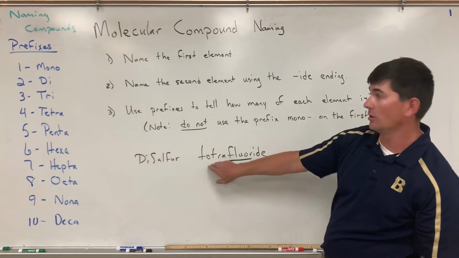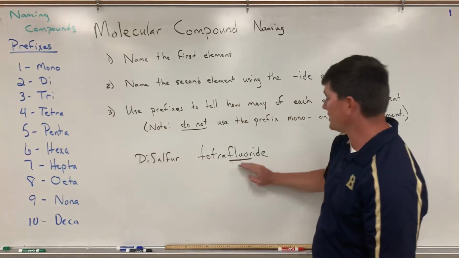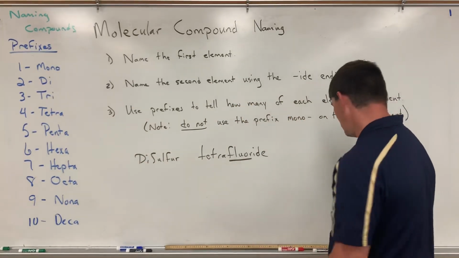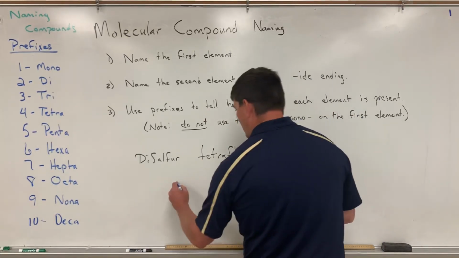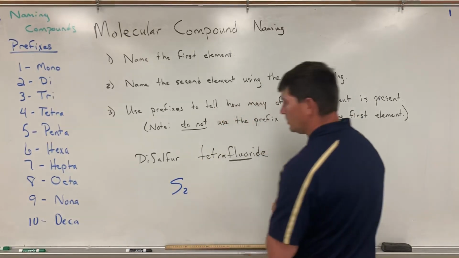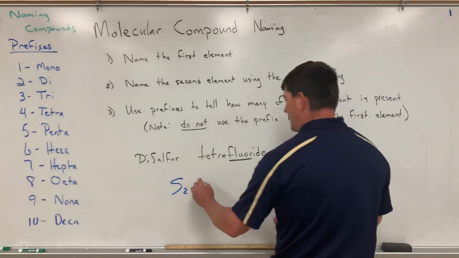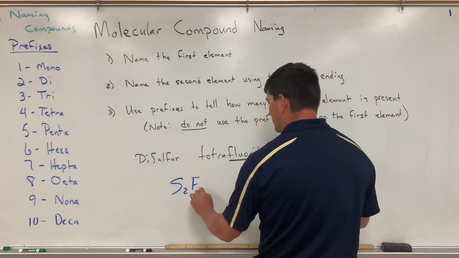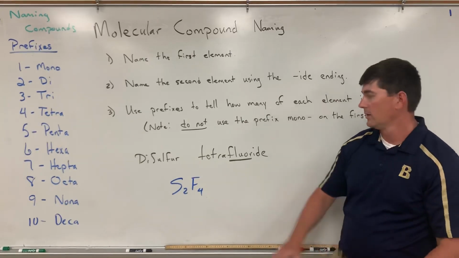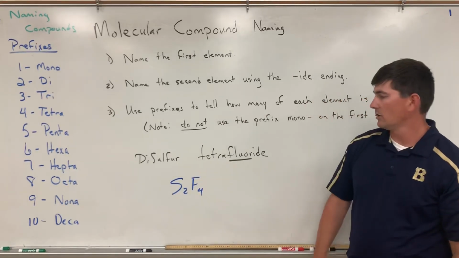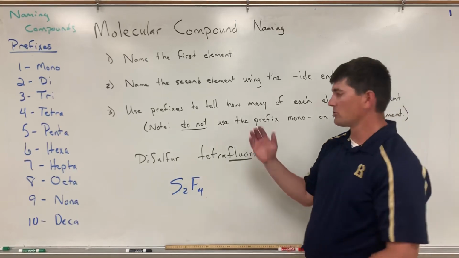Once again, tetra would be 4 of these fluorides, which stands for fluorine, right? So we would just simply say we have S2, disulfur, right? And then fluorine, it's a tetrafluoride, so that would be F4. Okay, disulfur tetrafluoride. All right, so there's a few examples like that.